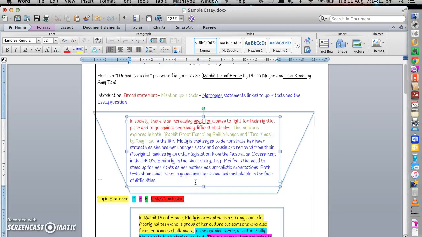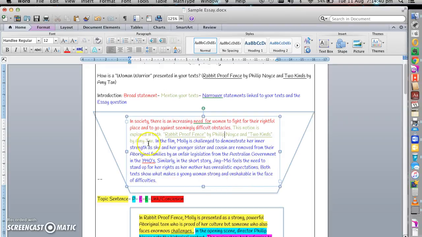So in the film, Molly is challenged to demonstrate her inner strength as she and her younger sister and cousin are removed from their Aboriginal families by an unfair legislation from the Australian government in the 1940s. Similarly, in the short story, Ying Mei feels the need to stand up for her rights as her mother has unrealistic expectations. Both texts show what makes a young woman strong and unshakable in the face of difficulties.